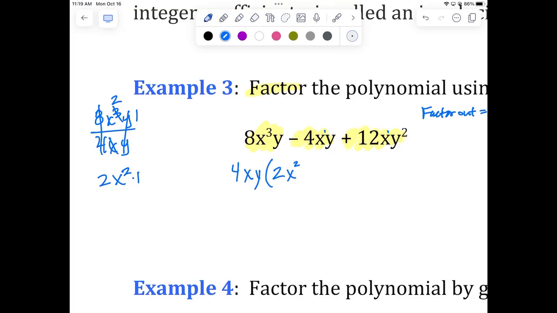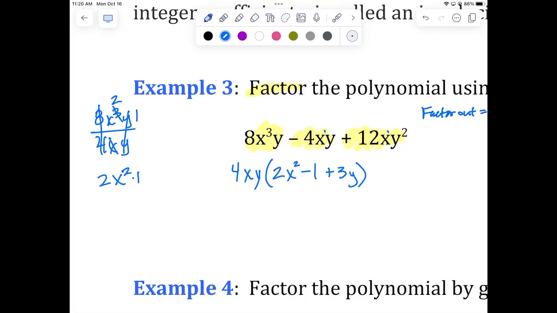Okay? What do we get when we factor a 4xy out of itself, 4xy? We're left with a negative 1. Very good. Negative 1. And what are we left with when we factor a 4xy out of 12xy squared? Let's do this one at a time. What's 12 divided by 4? 3. What's x divided by x? 1. So we don't have to write that down. And what's y squared divided by y? Y. So it's what you start with divided by what you factored out.